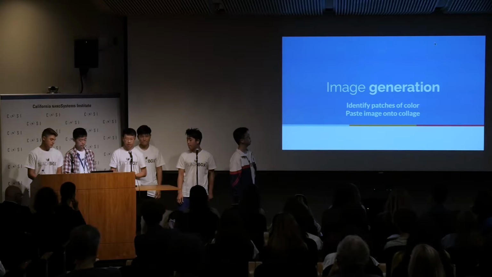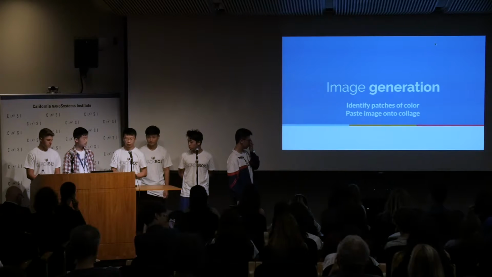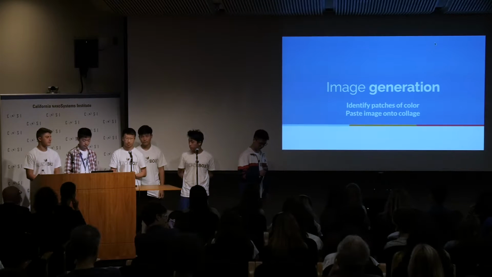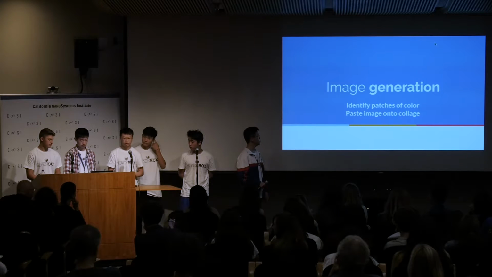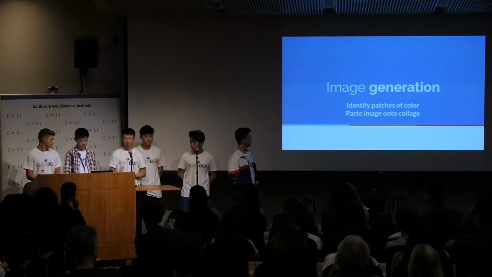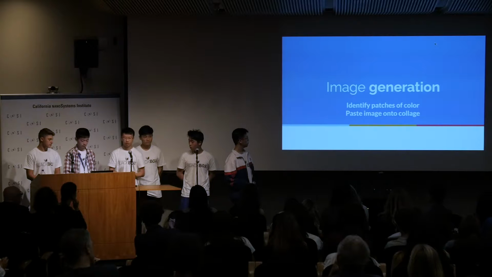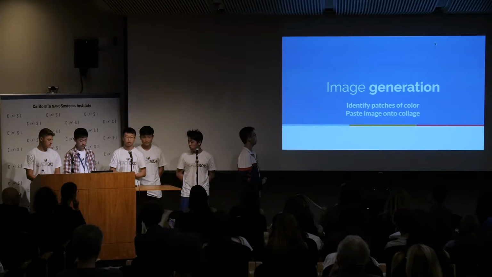So the second stage in our program is image generation, and it contains 2 steps. The first one is to identify the patches of color, and the second one is to paste our selected image onto the collage.